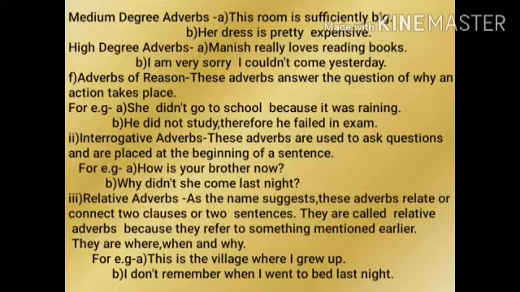For example, you can see here, number A, this is the village where I grew up. So here you can see, where is the relative adverb and it is connecting the two sentences. This is the village and I grew up. The word where is connecting these two sentences in the sentence, this is the village where I grew up.